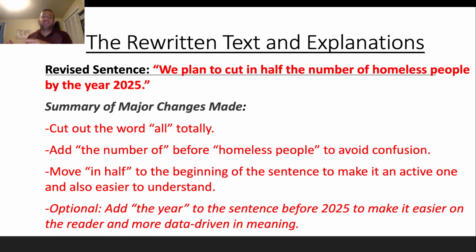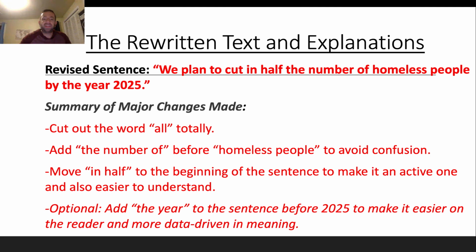And I moved "in half" to the beginning of the sentence to make this sentence an active voice or an active sentence rather than a passive one. And it's also easier to understand. You want to cut in half. What do you want to cut in half? The number of homeless people.